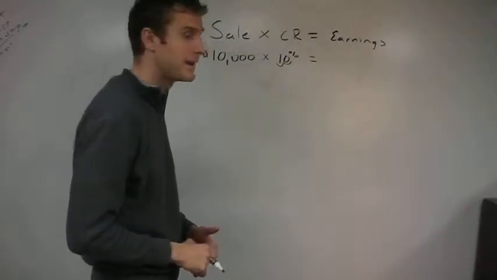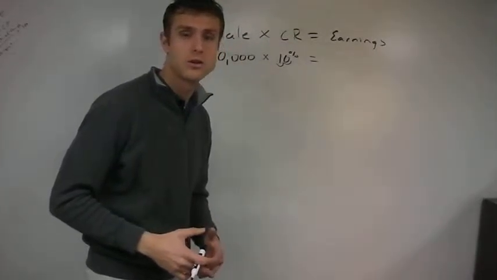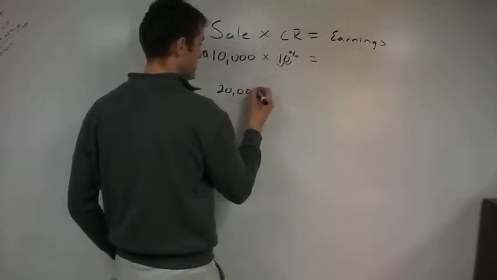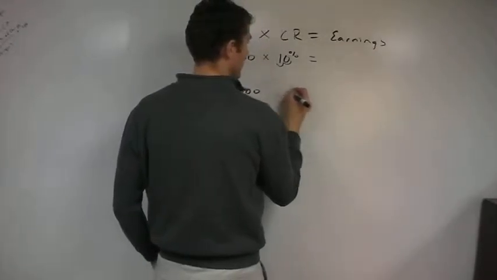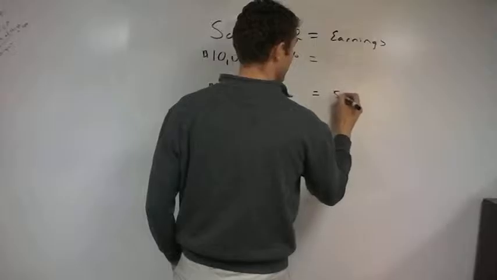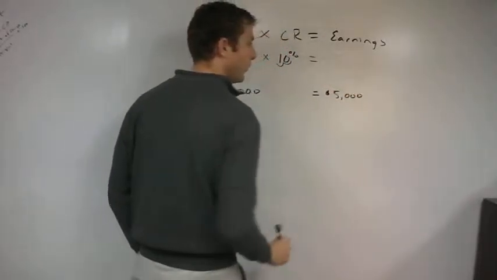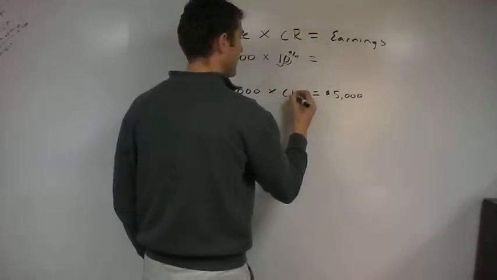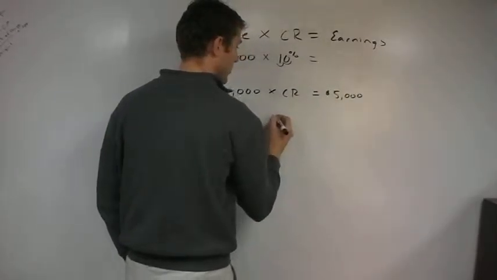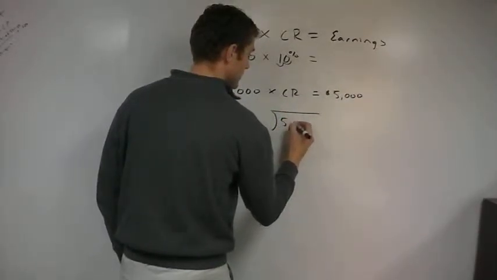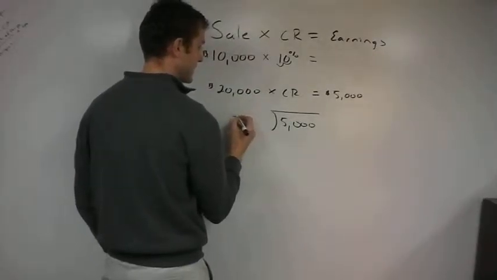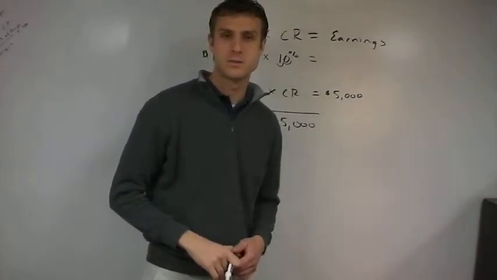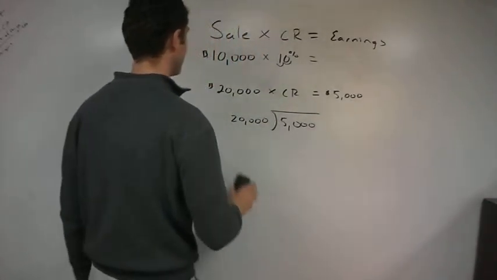Let's say, for example, they want you to figure out your percentage. So let's say I sell something for $20,000 and I earn $5,000 off of that. What would my commission rate, my percentage, be? Well, anytime we have an equation like this, I'm always going to put the earnings inside a division, my sales outside, and I'm going to divide. That will give me a decimal. Then I change that decimal to a percent to find out the percentage.